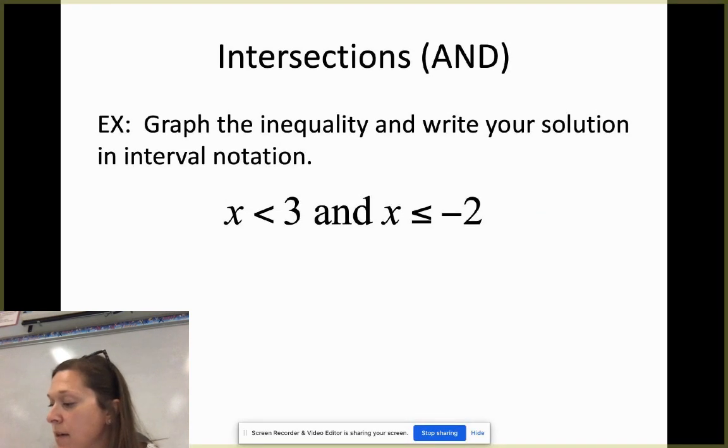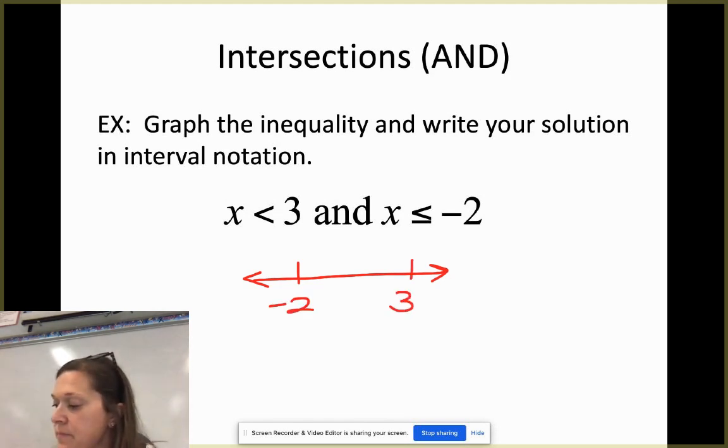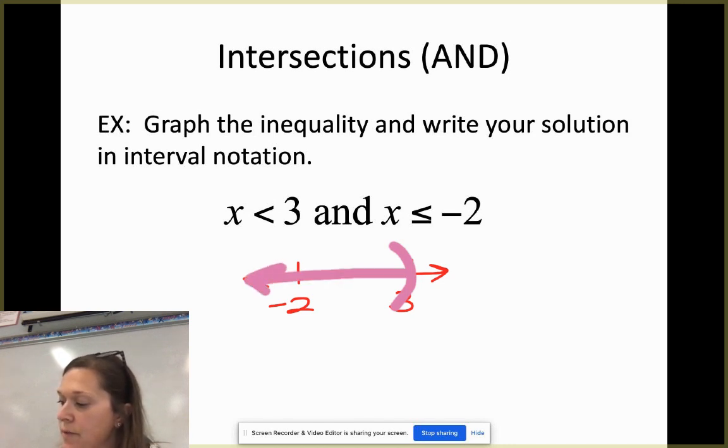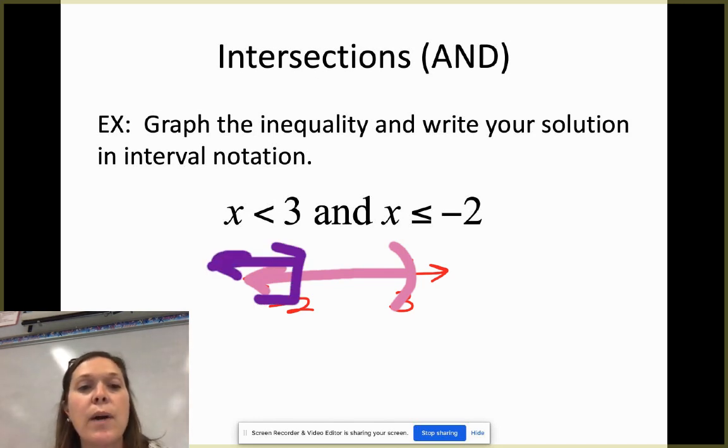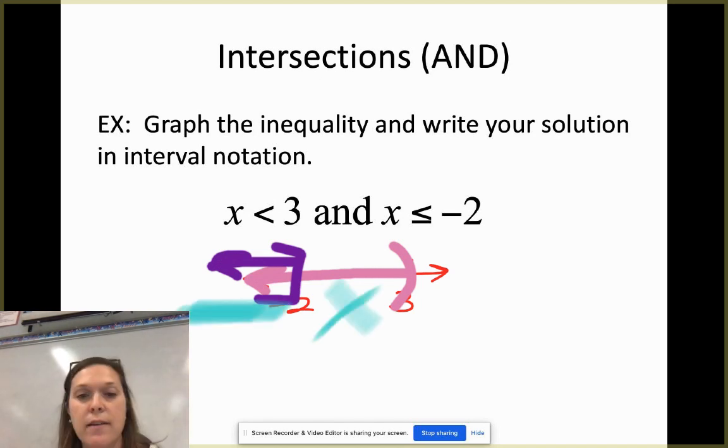So again, making our number line, we have negative 2 here, 3 here. And in our pink, we're going to have an open parenthesis facing to the left, shade to the left. In the purple, at the negative 2, square bracket to the left, shade to the left. Where is the intersection? Well, the intersection is happening right here, not right here.